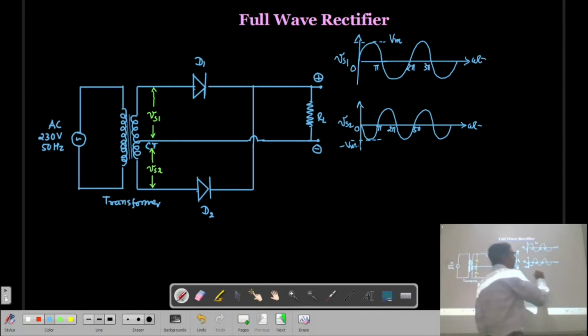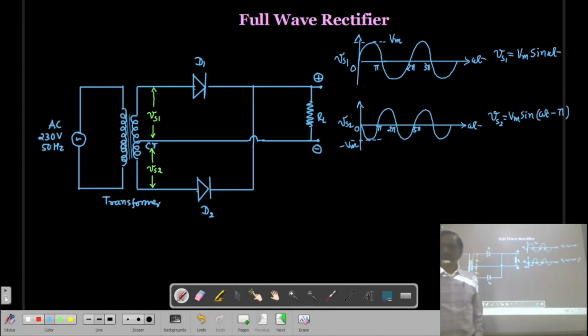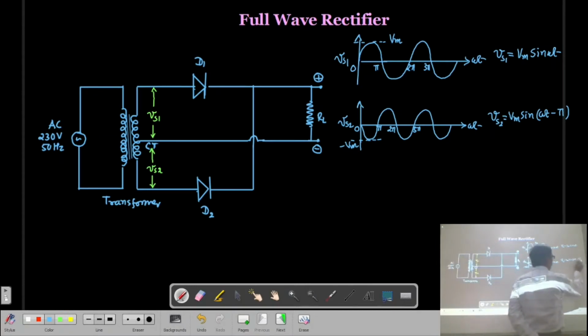This voltage Vs1 we can write as Vm sin omega t, and the Vs2 voltage can be written as Vm sin(omega t minus pi). Remember, because the phase difference between these two voltages is 180 degrees, omega t minus pi means we can write this as minus Vm sin omega t.